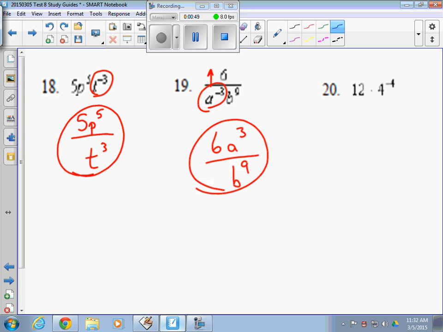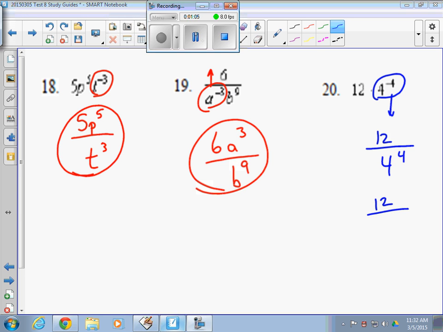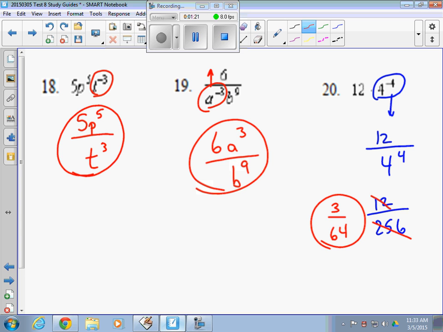12 times 4 to the negative 4th. Okay. 4 to the negative 4th needs to ride the elevator and go down. 12 stays on top. 4 comes down and it's raised to the positive 4th, so 12 is going to stay on top. 4 to the 4th power is 256, and the number 4 is going to go into both of these. It's going to go into 12 3 times, and it's going to go into 256 64 times, so 3 over 64.